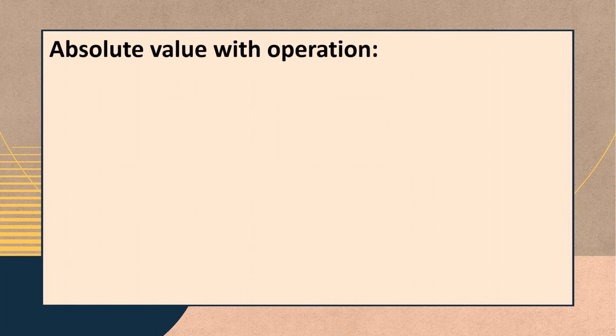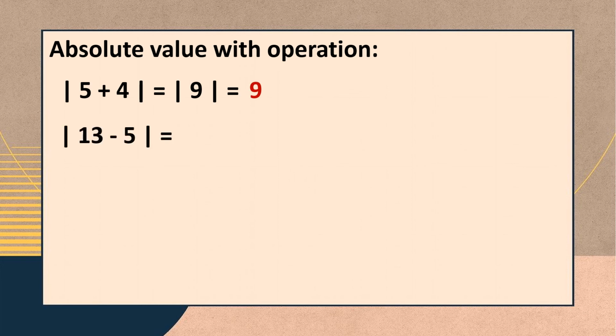Now, let's have absolute value with operation. So, number 1 is absolute value of 5 plus 4. Before we simplify, let's perform first the operation inside the absolute value. So 5 plus 4, that is equal to 9. So let's have absolute value of 9. So we have 9 as the final answer. Next, we have absolute value of 13 minus 5. 13 minus 5 is 8. So we have absolute value of 8. And then absolute value of 8 is equal to positive 8.